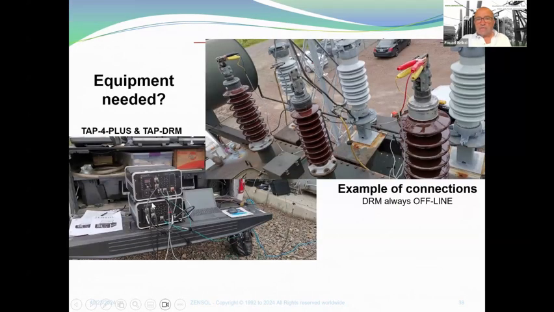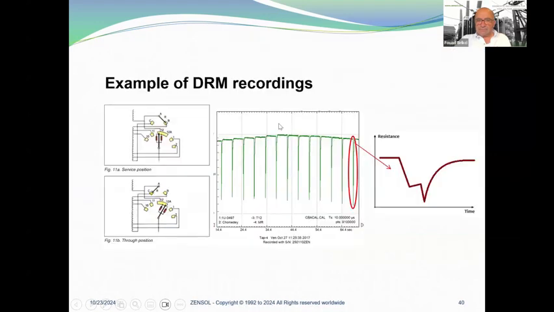So for the equipment needed, we have developed a new accessory that we call tap DRM. Here you have a tap 4 plus, and this is done on a normal transformer, so you don't have to open it. It's an easy test. Of course, it's an offline test. And this is some example of a DRM recording.